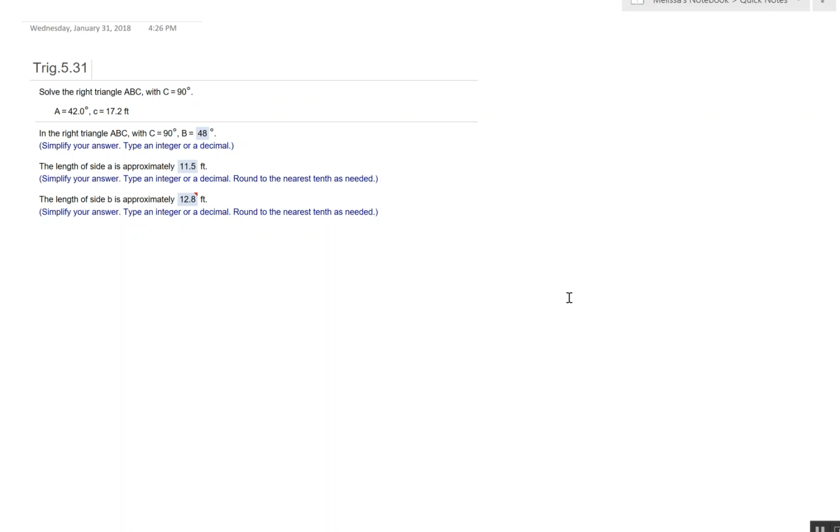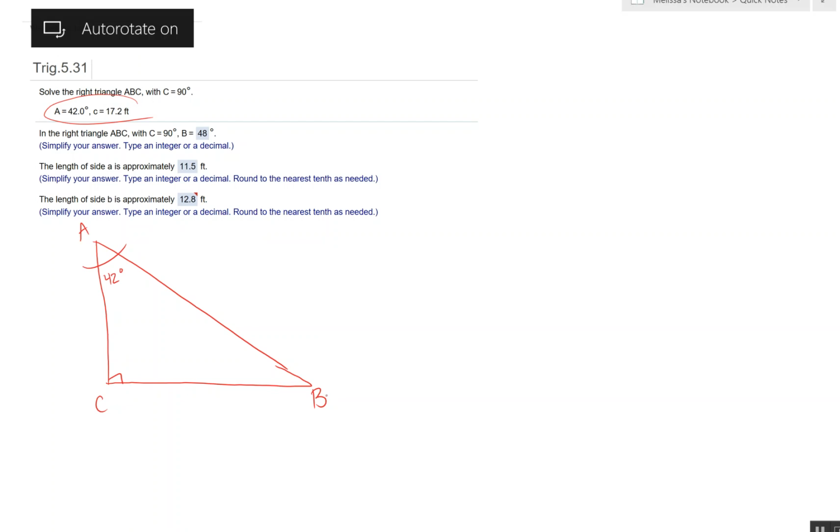First, we can start by constructing a diagram to show triangle ABC. So remember that the right angle is angle C, and then the other angles are angle A and angle B. Next, label what we're given. So inside of angle A, I have 42 degrees, and side C is 17.2 feet.